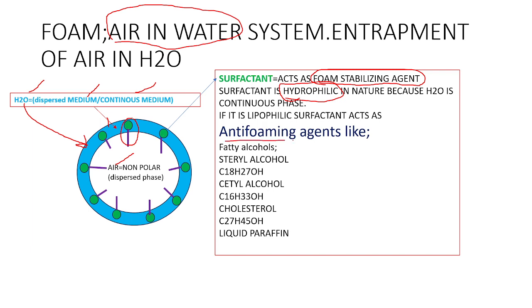If we are using anti-foaming agents, the HLB value is 1 to 3, and those are lipophilic in nature. All these are lipophilic surfactants. Hence, this will act as an anti-foaming agent, or this can destabilize the foam. If you want to destabilize the foam, definitely we need to use the anti-foaming agent. The HLB value is 1 to 3. If you want to stabilize the foam, definitely we need to use the hydrophilic surfactant. The HLB value is greater than 8.